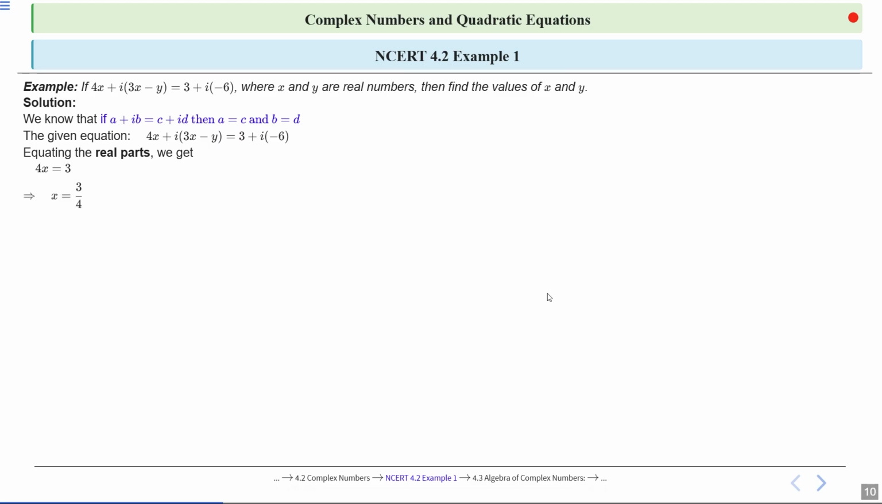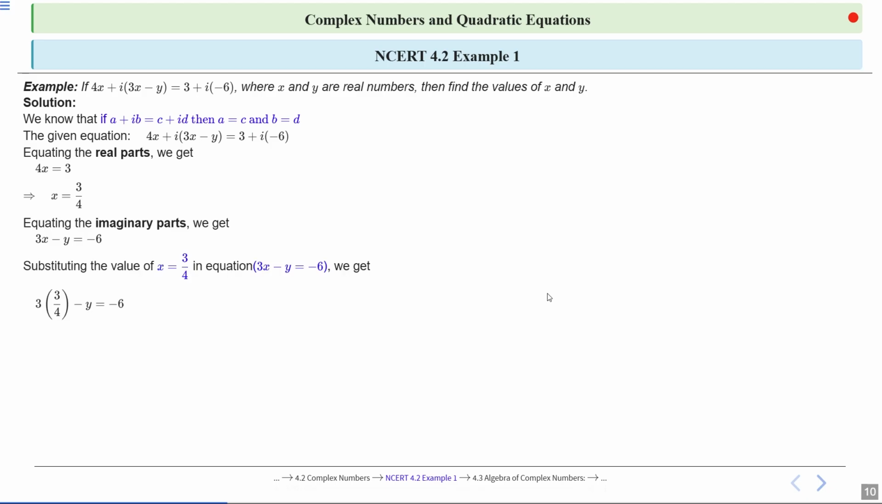Now let's solve for x. We have 4x equal to 3. It implies x is equal to 3 by 4. Next, let's equate the imaginary parts. On the left, the imaginary part is 3x minus y, and on the right, it is minus 6. So we set up the equation 3x minus y equal to minus 6. This is our second equation. We will substitute the value of x and then find the value of y.